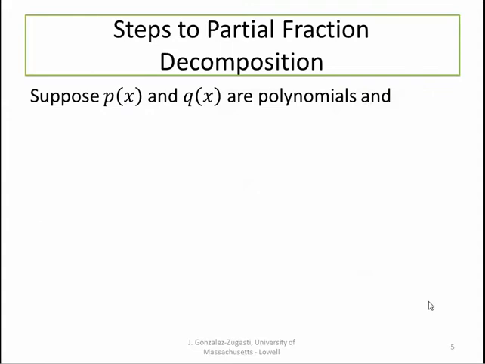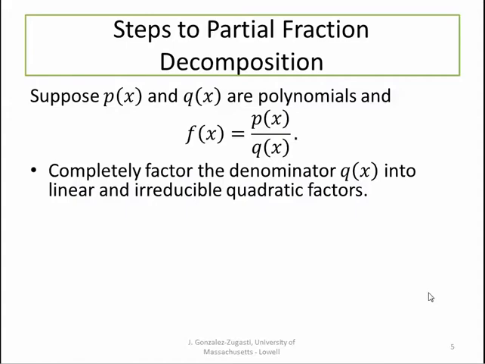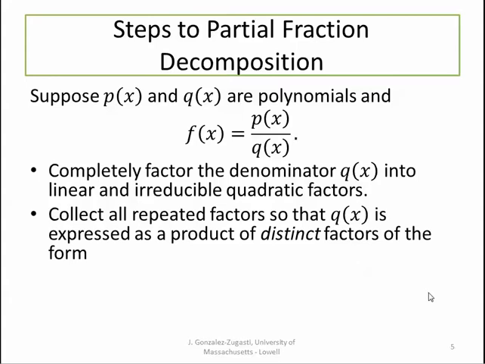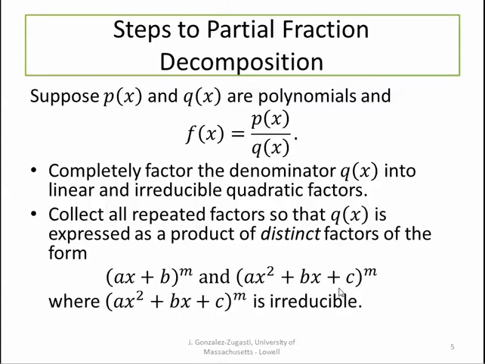So now let's set up a rational function f of x, which is equal to the polynomial p divided by the polynomial q. What we're going to do is completely factor the denominator q of x into linear and irreducible quadratic factors. Once we've done that, we're going to collect all the repeated factors so that q of x is expressed as a product of distinct factors of the form (ax plus b) to the m and (ax squared plus bx plus c) to the m, where the quadratic term is irreducible.